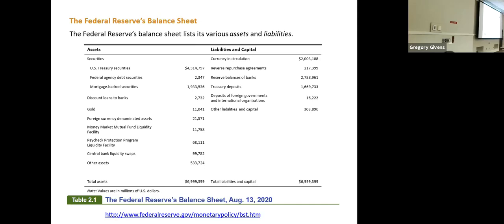Mortgage-backed securities. You guys know what those are? What is a mortgage-backed security? Second row there. Go ahead.